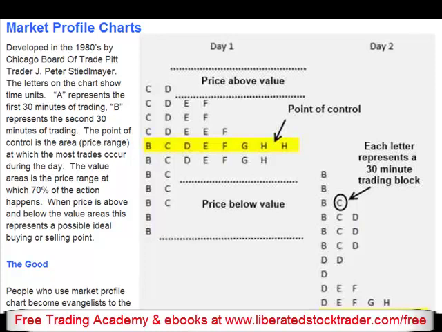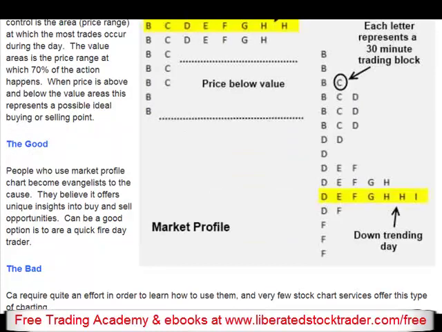The good. People who use market profile charts become evangelists to the cause. They believe it offers unique insights into buy and sell opportunities. This can be a good option if you are a quick-fire day trader, for example. The bad. Can require quite an effort in order to learn how to use them, and very few stock chart services offer this type of charting.